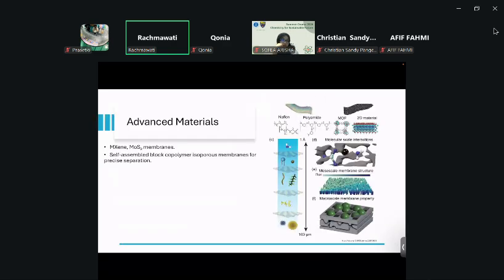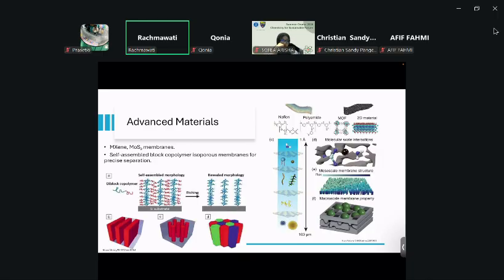There are also others, using MXenes, and even using self-assembled block polymers for precise separation, because we can synthesize the block polymer and then have a tailor-made membrane like this. This is a diblock polymer, so it can self-assemble. It can form a lamella or a cylinder, and then you can etch. So we can remove, for example, the red one here, and you have this morphology. So it's basically engineering at the molecular level, because you actually engineer the structure.